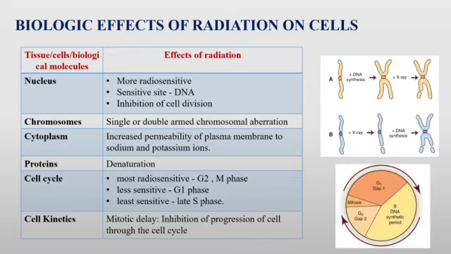Let's have a look at the biologic effect of radiation on cells. First is the nucleus. The sensitive site in the nucleus is the DNA within the chromosomes. They are more radiosensitive. Moving on to chromosomes, chromosome aberration is observed in irradiated cells at the time of mitosis, when the DNA condenses to form chromosomes. The type of damage depends upon the cell cycle at the time of radiation.